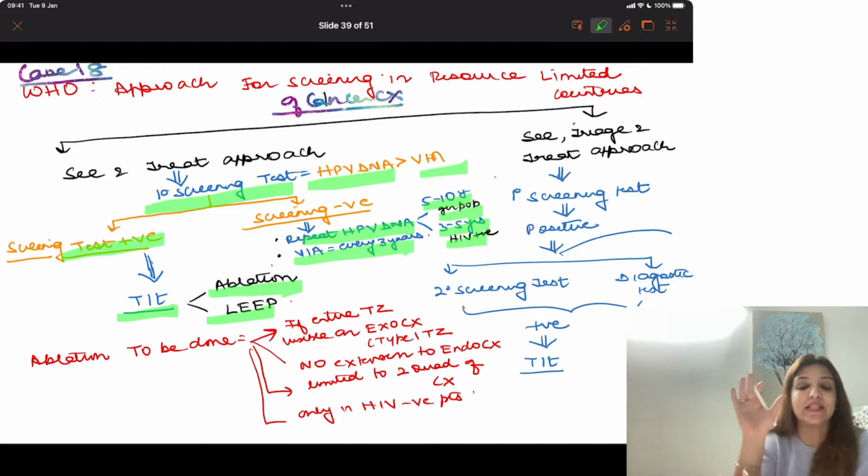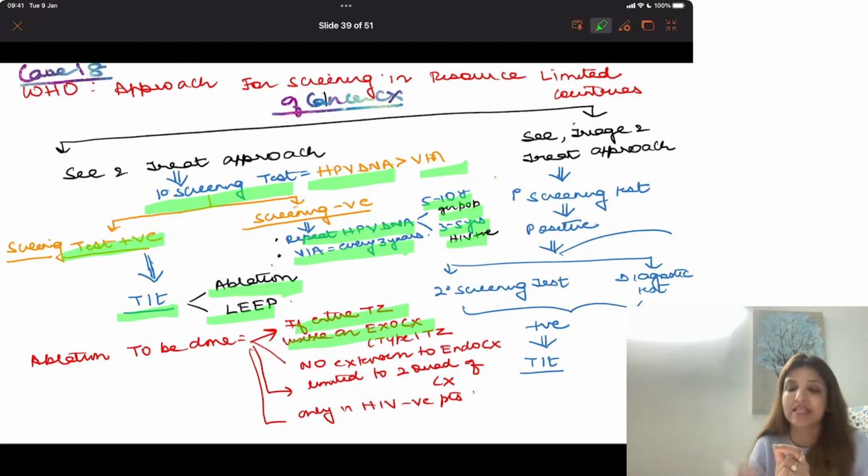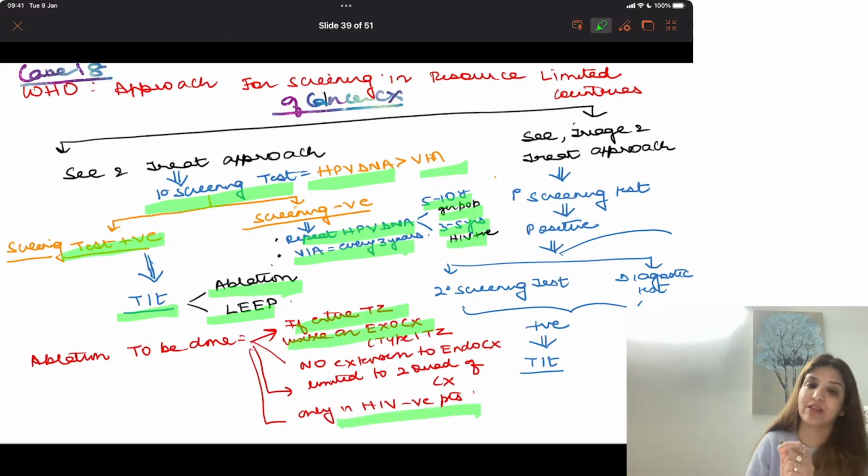Just do a screening test, and if the screening test comes out to be positive, then you do the treatment, which could either be ablation or LEEP. So how is WHO deciding? Based on WHO's protocol, how am I going to decide whether I have to do ablation or LEEP? WHO says if the entire transformation zone is visible on the exocervix, in other words, the transformation zone is not extending to the endocervix, and if your patient is HIV negative, in this case you have to go for ablation.